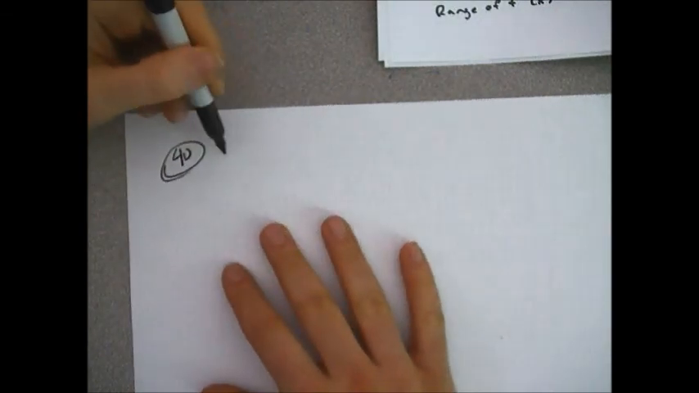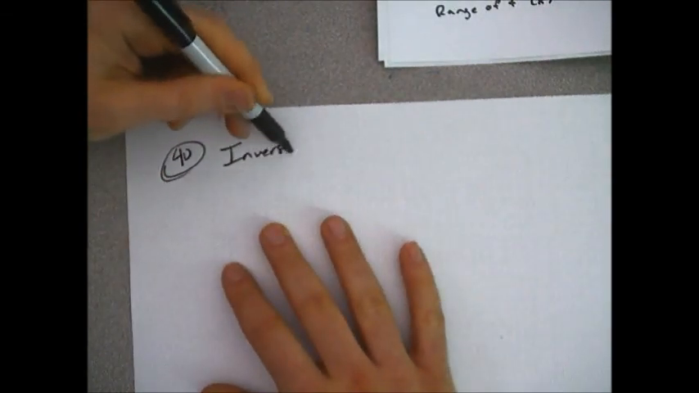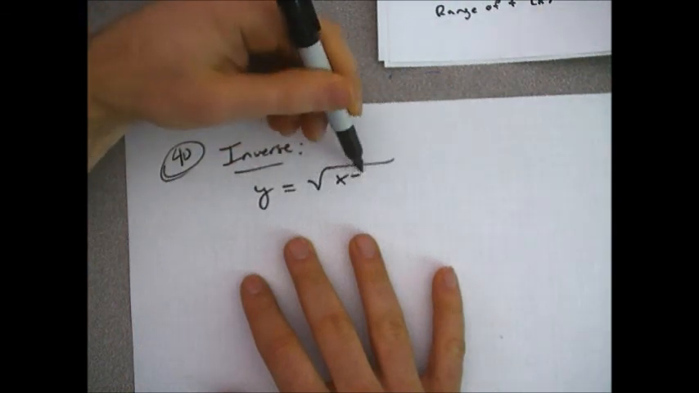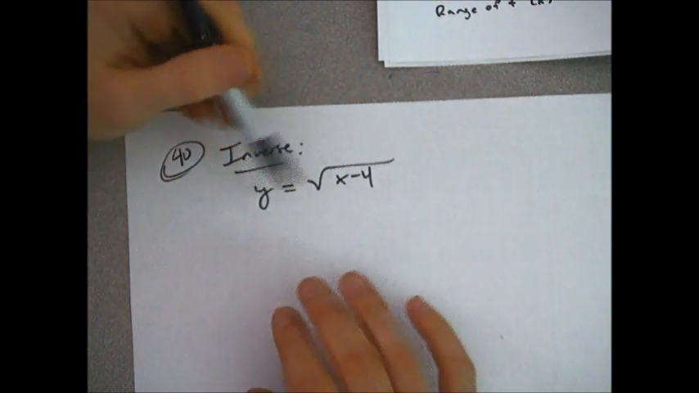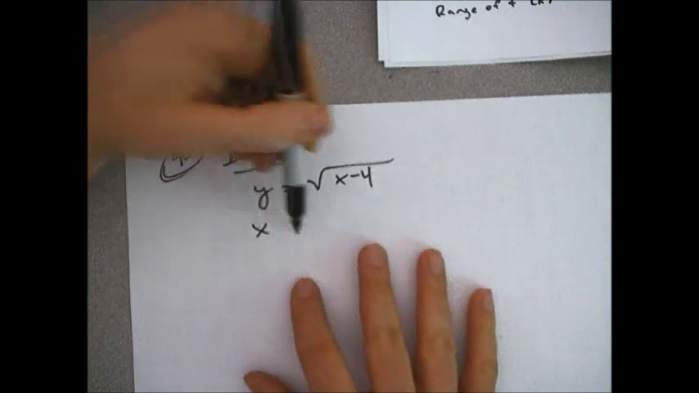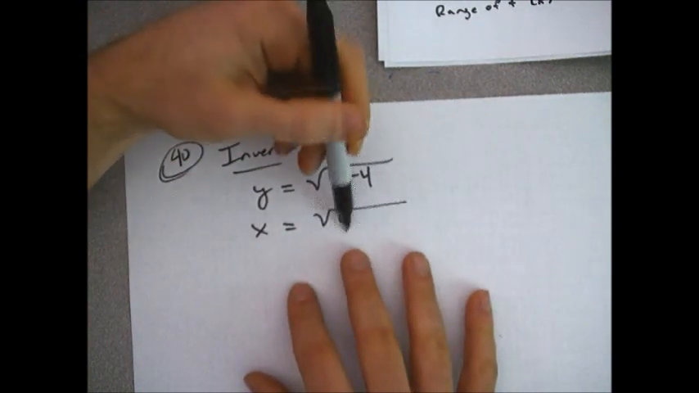Number 40. Find the inverse. This is very similar to the last one. So the inverse of y is equal to the square root of x minus 4. Instead of y and x, I'm going to flip them and make it an x and y underneath.